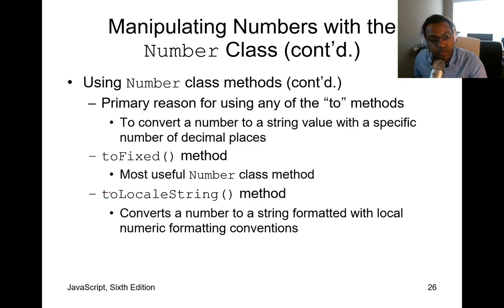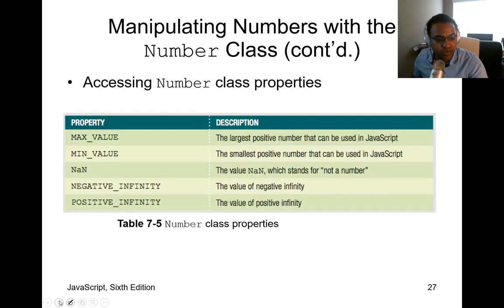Using the number class, the primary reason for using it, any of the two methods, is to convert a number to a string value with a specific number of decimal places. So toFixed is the most useful number class method, and what it does is it allows you to define the amount of numerical decimal places that you want in your string. And we've just gone over most of this.